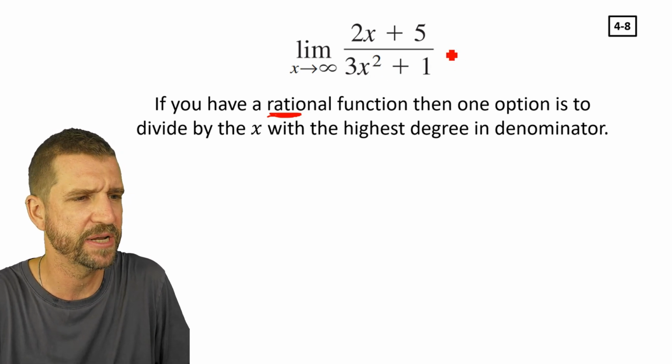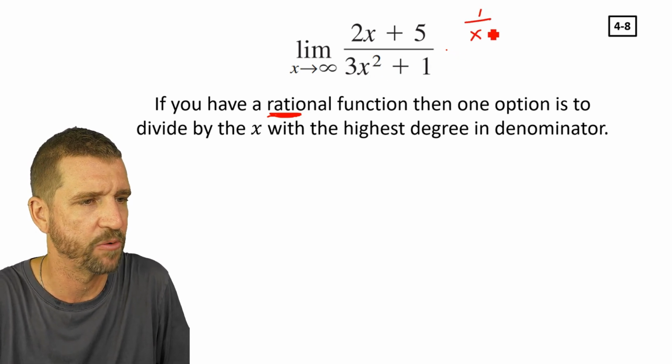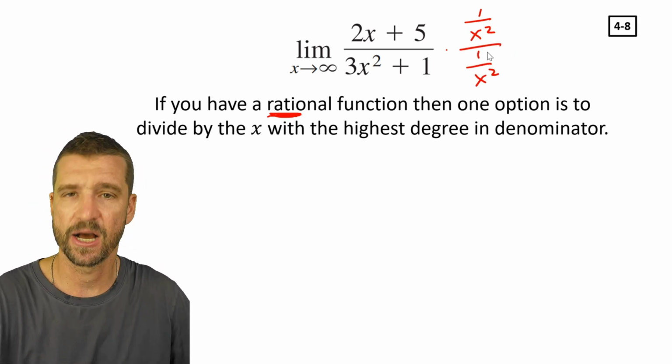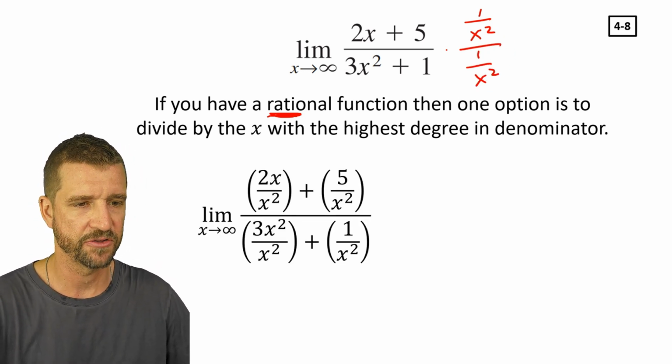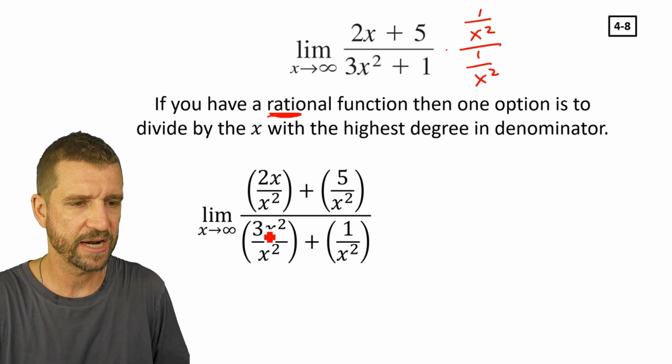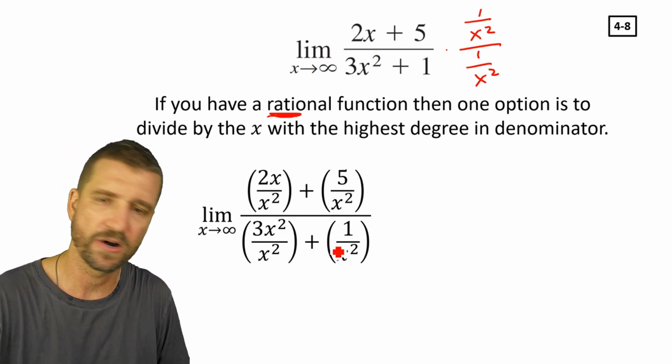What we're really doing here is multiplying top and bottom by 1 over x squared, which is just multiplying by 1, right? You're not going to change anything with the limit. We've been doing this all the time. So then you're going to get 2x over x squared, 5 over x squared, 3x squared over x squared, 1 over x squared.